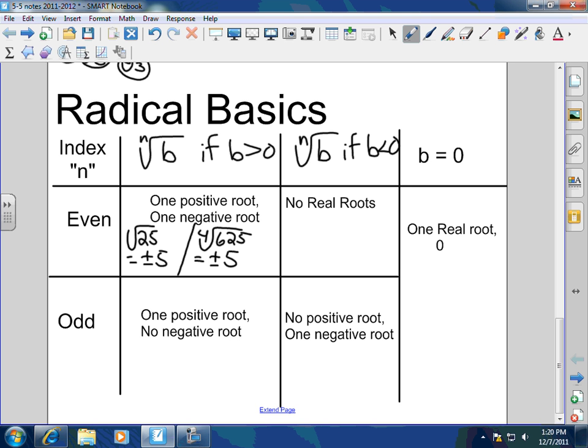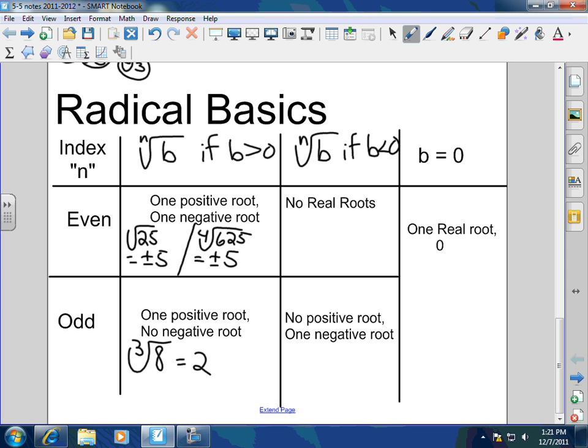Now, if your b is greater than 0, you're dealing with a positive b, but you have an odd root, you're only going to have a positive root. For example, the cube root of 8 is going to equal 2 and only 2, because negative 2 times negative 2 times negative 2 is negative 8, not positive 8.